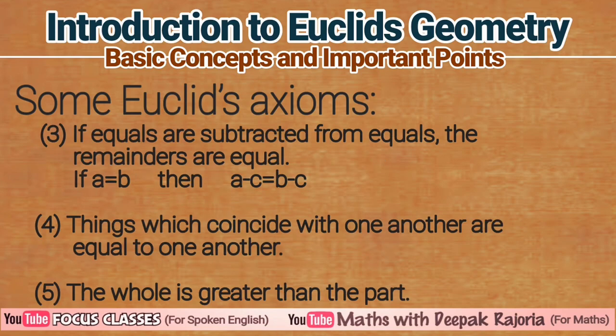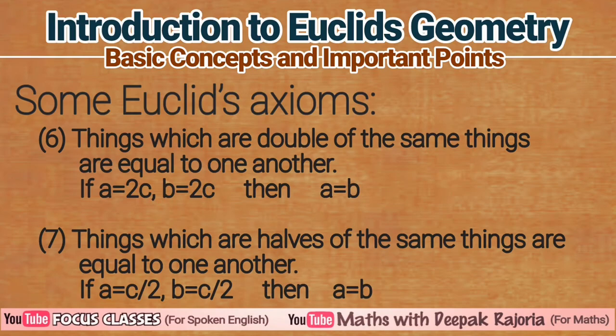Number 3: if equals are subtracted from equals, the remainders are equal. Means if A and B are two equal numbers, then A minus C equals B minus C. Number 4: things which coincide with one another are equal to one another. Number 5: the whole is greater than the part. Number 6: things which are double of the same things are equal to one another. Means if A equals 2C and B equals 2C, then A equals B. Number 7: things which are halves of the same things are equal to one another. Means if A equals C upon 2 and B equals C upon 2, then A equals B.